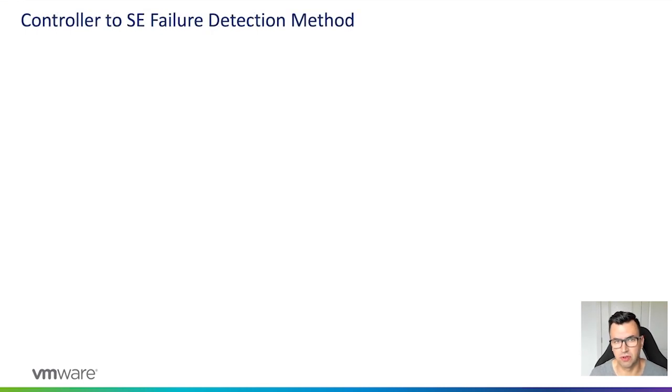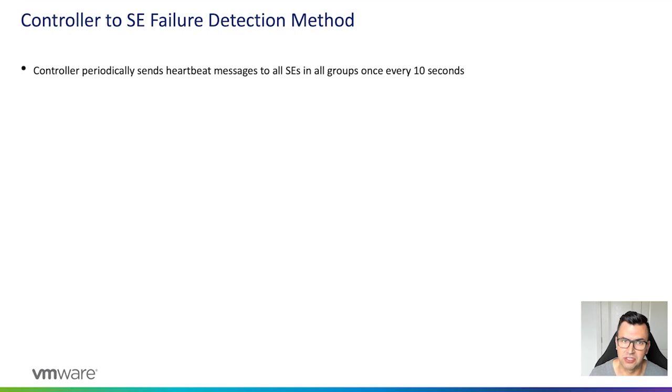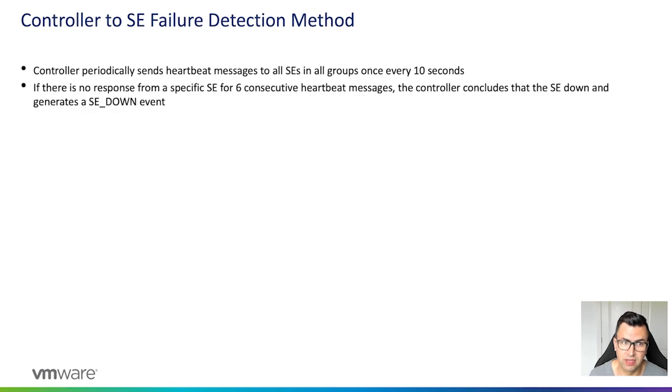Now let's talk about the controller to service engine detection method. The controller, again, periodically sends heartbeat messages to all the SEs in the group every 10 seconds by default. If there is no response for a specific SE for 6 consecutive heartbeat messages, the controller concludes that the SE is down and generates a service engine down event. So it's going to take around a minute for the controller to determine that a service engine is down.